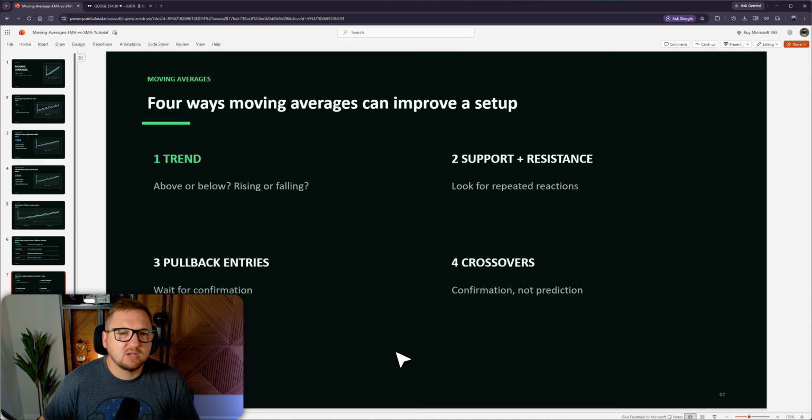Next up, let's talk about the 4 ways moving averages can improve a setup, and then we'll actually get into the charts, show you how to set these up in TradingView, and then talk about some examples. 4 ways moving averages can improve a setup.